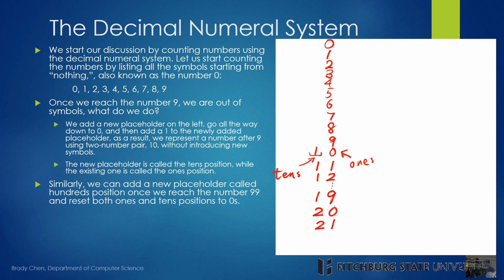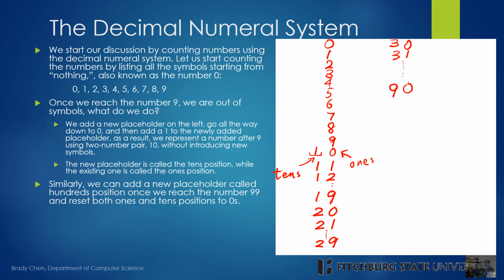So add a 1 in one's position and keep the tens position 2, and we can continue to do this until we reach 9. Then we are running out of symbols again in one's position, and then we can reset one's position to 0 and add a 1 to tens position. So this makes tens position 3. So we can keep counting like this, and then we're going to actually reach 40, 50, and until we reach 9 in tens position, and then we reset one's position to 1.